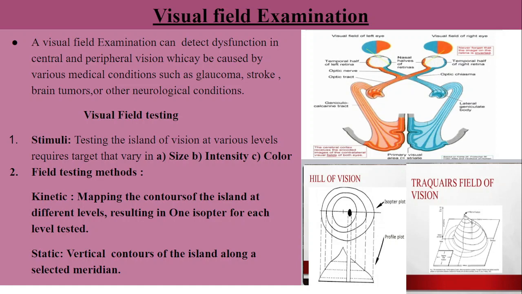Under the field testing methods, static testing involves presenting targets of different intensities and sizes at fixed locations in the visual field. The patient is asked to indicate when they see the target, and the responses are used to map the vertical contour of the visual field along a selected meridian. This method is more precise than kinetic testing and is commonly used in clinical settings.